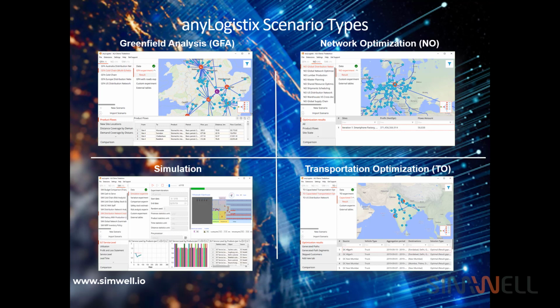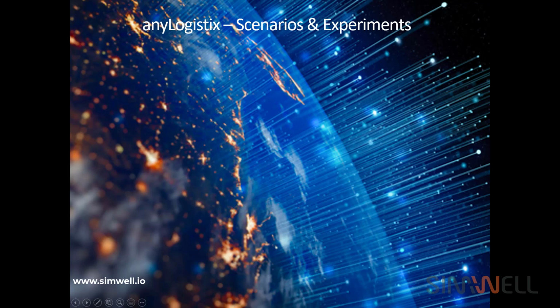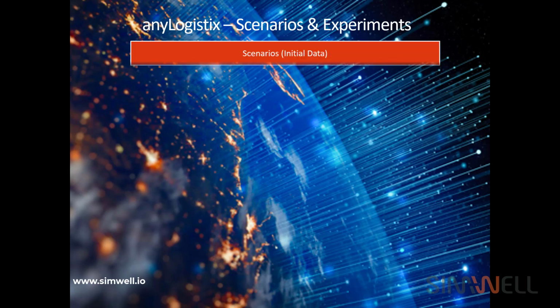The four components that ALX has to help solve your problems are GFA, which uses the center of gravity to find the most optimal location; network optimization, where the objective is to find the most profitable or cost-effective optimal supply chain design; simulation, to understand the performance of your supply chain over time, such as scenarios in risk, inventory, and so much more prior to implementation; and last but not least, transportation optimization, where the objective is to reduce the transportation cost. With ALX, you can create a scenario to easily address your issue.